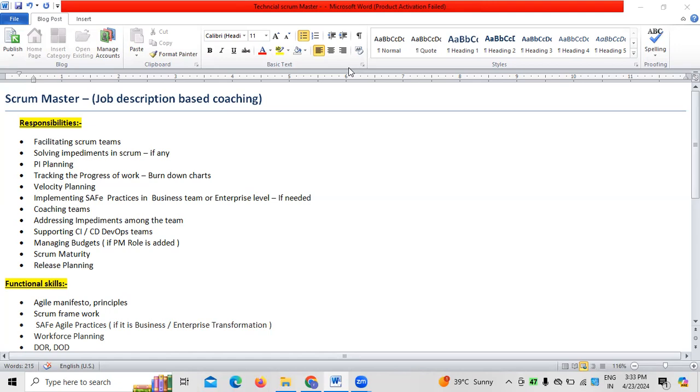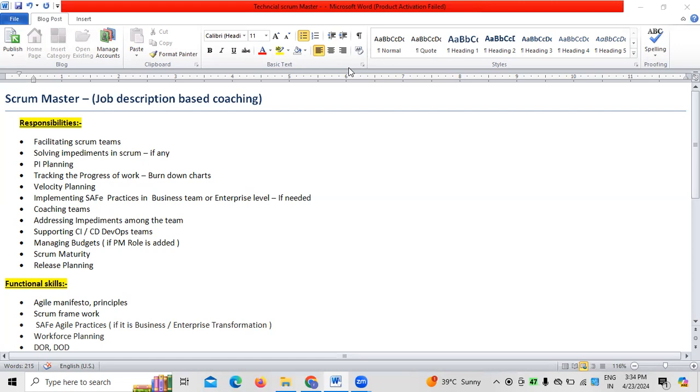So it must be constant tracking of the progress, which has to be done by the Scrum Masters, so that Scrum Masters will know whether the team can complete 15 story points within this 2 weeks' time or not. For that, different charts like burndown charts and burnup charts will be prepared. When we follow Scrum, generally burndown charts and burnup charts will be prepared. But when it comes to Kanban, we prepare cycle time reports, etc. Next, velocity planning.